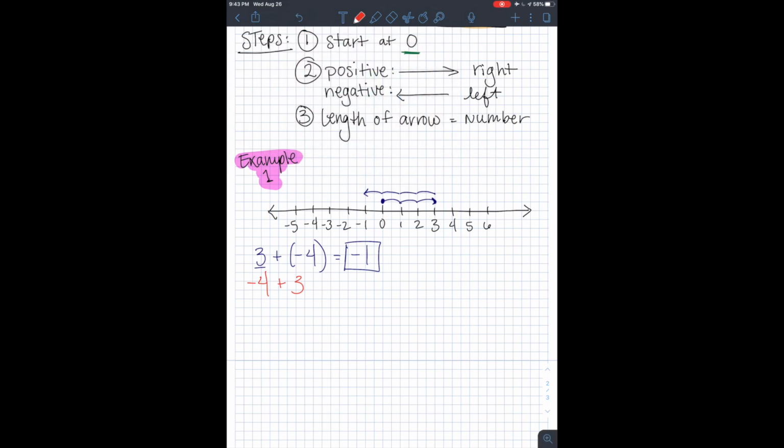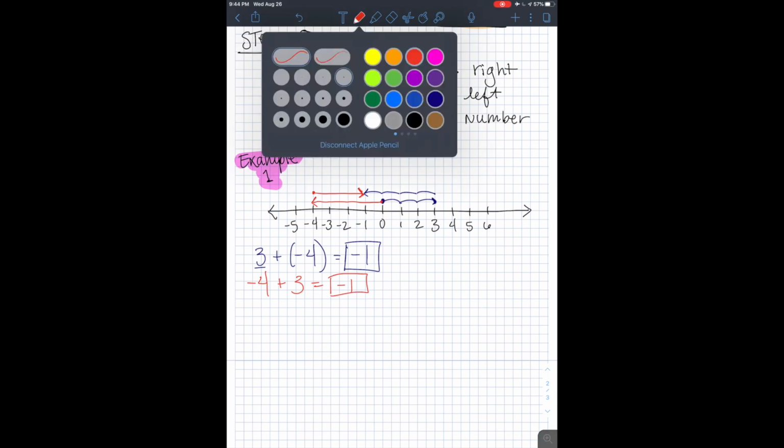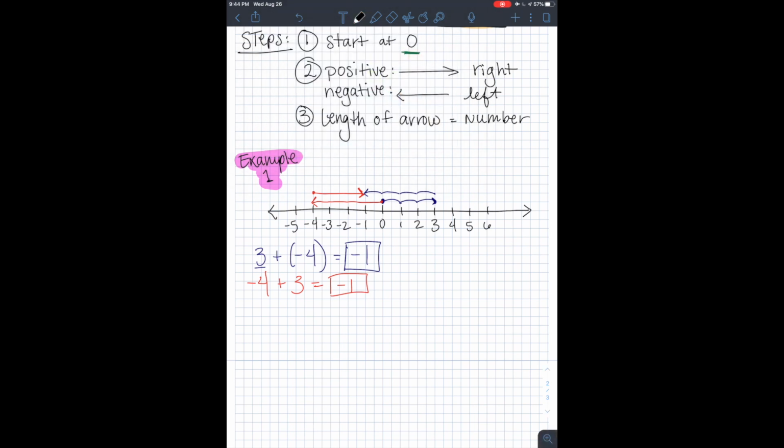Okay, so I went to the right 3 and then to the left 4. And now we're going to do negative 4 plus 3. So we're starting at 0, and I just went with a straight line here because the little loops are a little bit hard for me. So we went to the left 4 because we did negative 4, and then we went to the right 3. Both of those problems ended up at the same answer, which is negative 1.